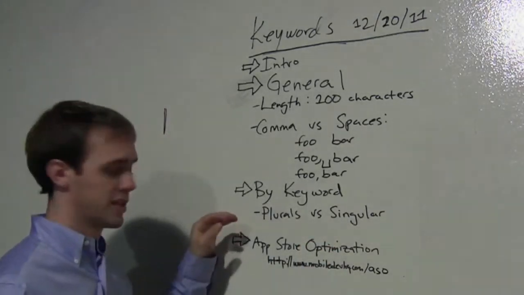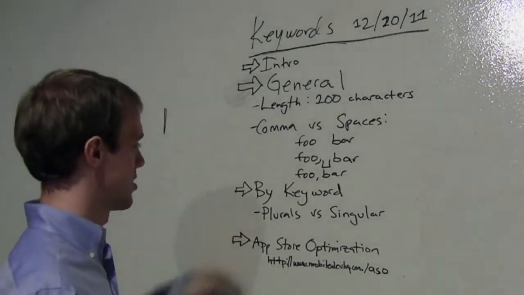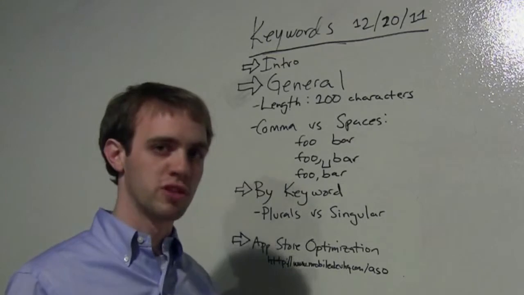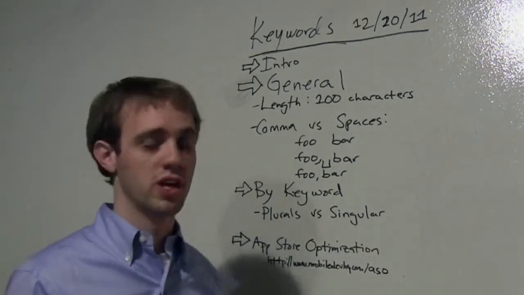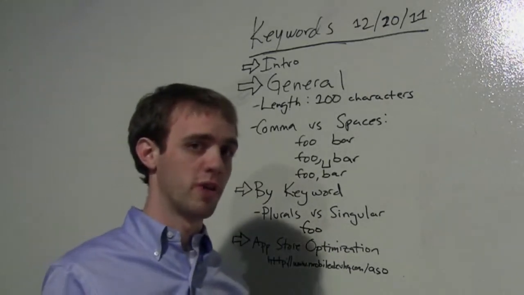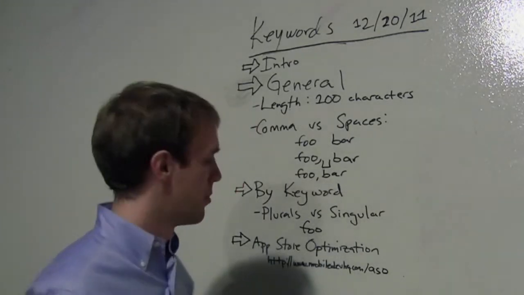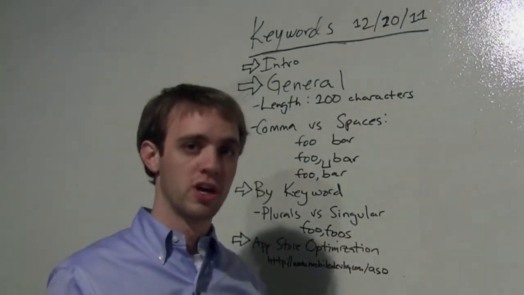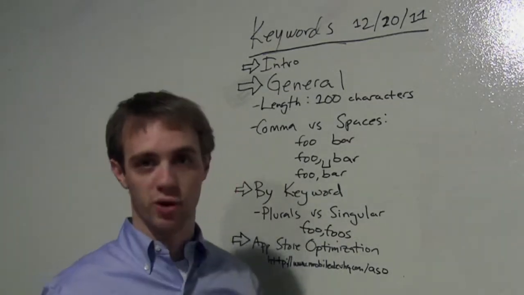So the next thing I want to talk about is around a specific keyword. In this case, let's talk about foo. A big thing that's interesting to note is that Apple does a really poor job of understanding stemming and plurals versus singulars, right? So if I have foo, I may or may not rank for foo, but I certainly won't rank for foos. But if I have foo comma foos, now I will explicitly rank for both foo and foos.